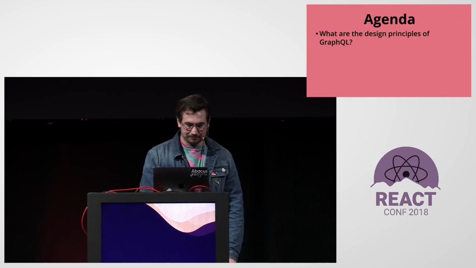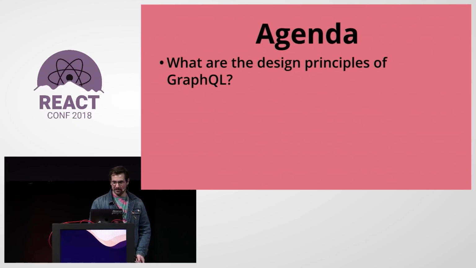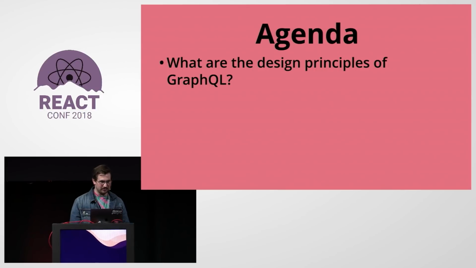So briefly, I'll just go over what I'll cover. What are the design principles of GraphQL? I'm sure a lot of us have used GraphQL, but have not read the spec, which is understandable. But I spent a lot of time reading the spec recently, and apparently there are 5 design principles that drive the development of GraphQL.